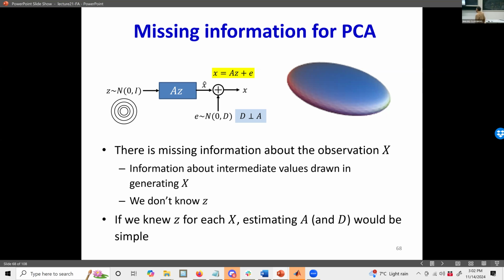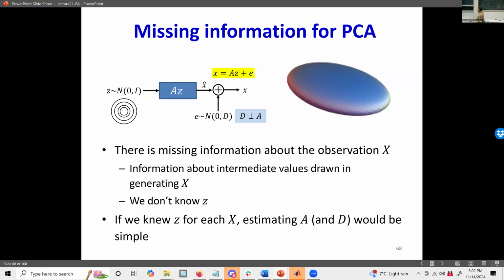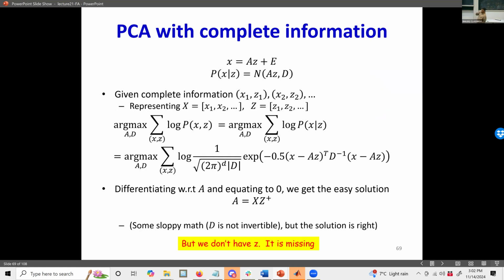If I gave you the Z for every data instance, then instead of getting this ugly equation with AA transpose plus D and this determinant of AA transpose plus D in a square root in the denominator, I get something much simpler. I get P of X given Z, because Z is given to you, which is just a simple Gaussian. If I give you the Z, I get a much simpler formula for the probability distribution. And thereafter, I can perform my standard maximum likelihood estimate. I'm going to end up with the solution which says that A equals X times Z plus, which is basically the formula I had on my board.